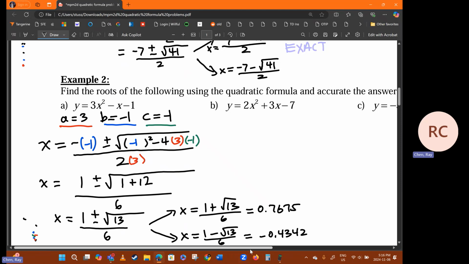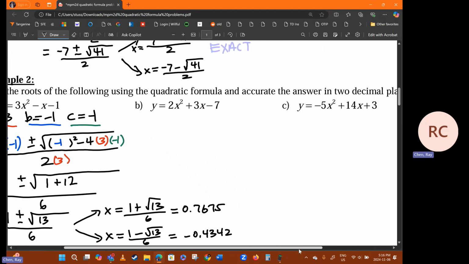Now, it did say round to 2 decimal places. So technically, our final answer should be for the first one, 0.77. And the other answer should be negative 0.43. Because we're actually looking at this digit and this digit.